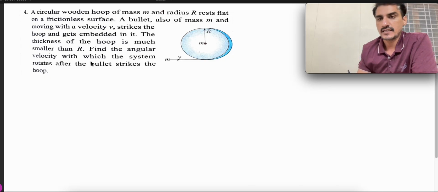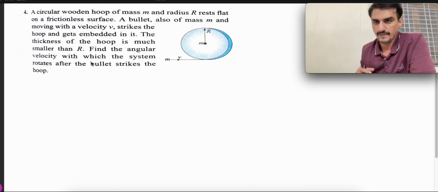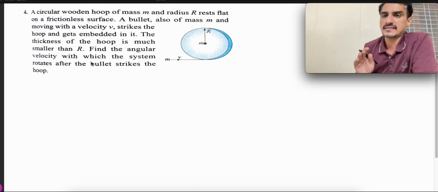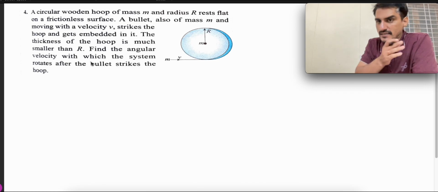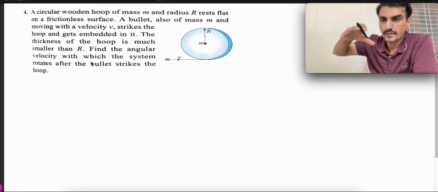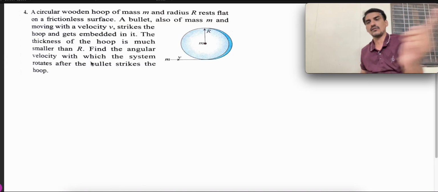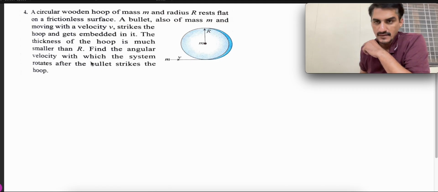Hoop means what? It's a ring. Okay. And he's saying that the thickness of that ring is much smaller than capital R. We need not consider the thickness of that hoop. We need to just consider the radius. The hoop's mass is small m, as well as the particle which is hitting the hoop is also of mass small m. Now that particle is coming with a velocity v and it is colliding with that hoop, and that hoop is kept on a horizontal surface. Horizontally it is kept flat like that. Now the ring is like this, it is kept flat.